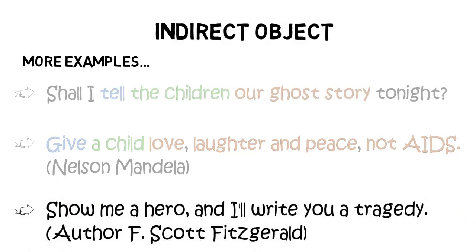Here's another example. This one has two verbs, show and write. So show what? A hero, that's the direct object. Write what? A tragedy, that's the other direct object. Now let's look for the indirect objects. Show a hero to whom? To me, so that's the indirect object. Write a tragedy for whom? For you, so you is the other indirect object.